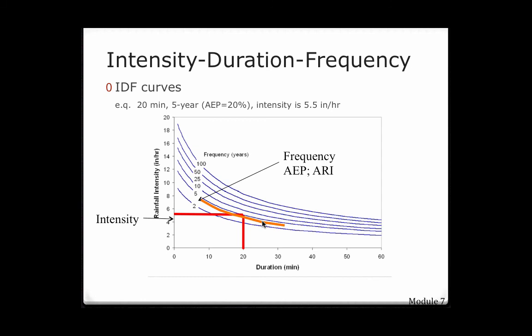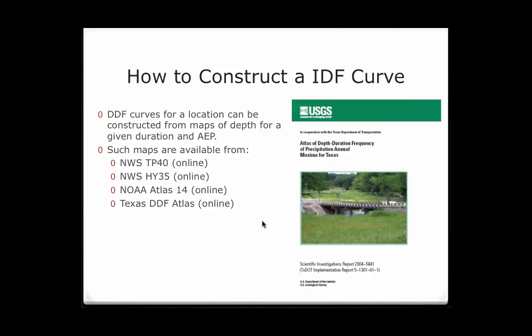Okay, so this family of curves is the one that's depicting intensity, duration, and frequency. And it's a fundamental part of the rational equation method, which is used for really small watershed infrastructure design, and a reasonably important part of other hydrologic methods that are used for stormwater drainage.